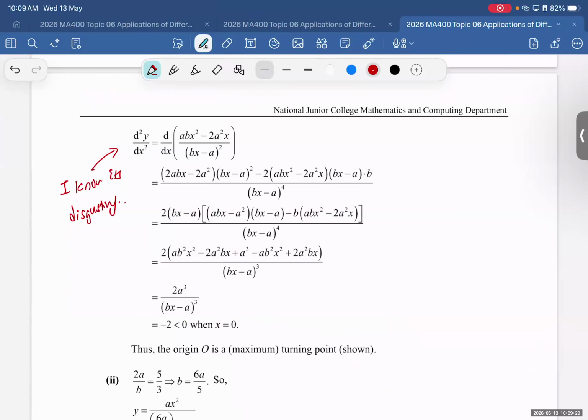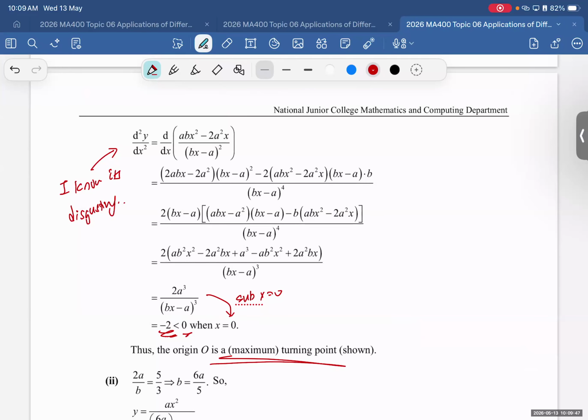And notice from here, I sub x equals to 0. I show that the second derivative is negative. That means it's telling me that it's a maximum. Remember, second derivative negative is a maximum point. So far, you get the concepts right. I pause a while.